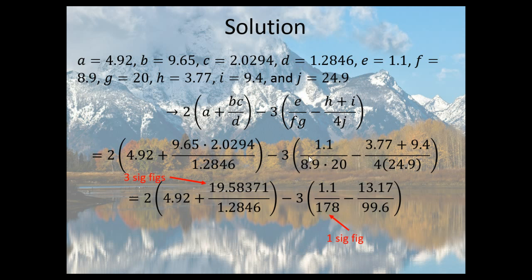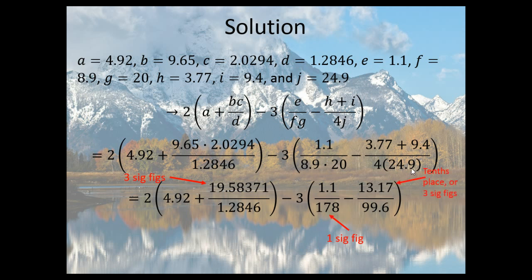Again, multiplication division problem, you count sig figs. The number with the least, which here is 20, it has 1 sig fig. That number of significant figures, 1, is how good the answer is. So this is 178, but it's only good to 1 sig fig. We'll keep that in mind for later.